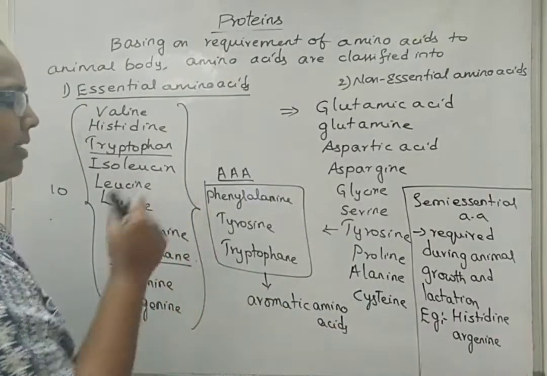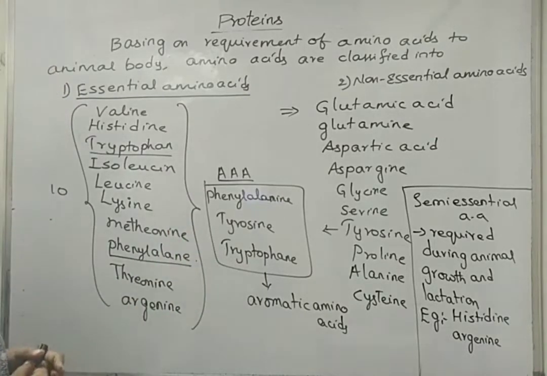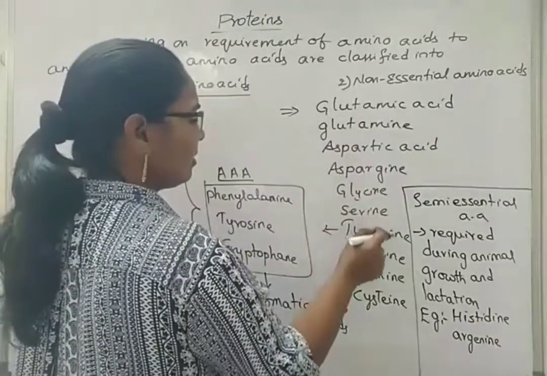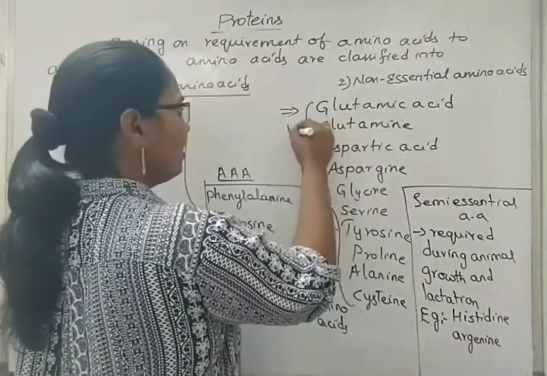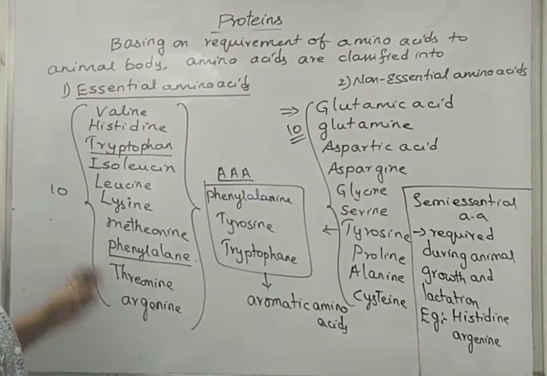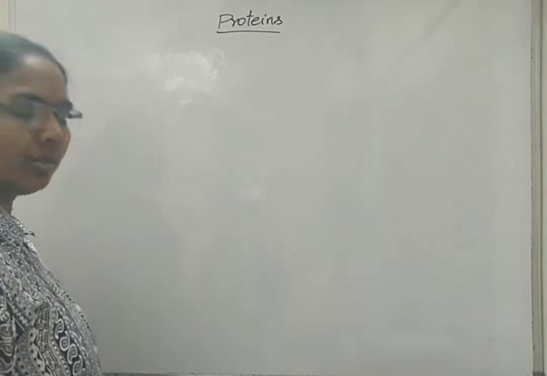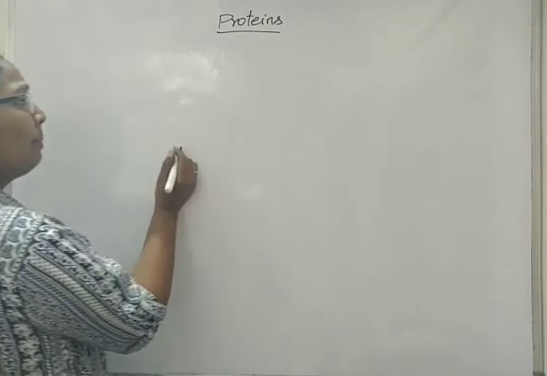These three contain aromatic side chains in their structures: phenylalanine, tyrosine, and tryptophan. And these are essential. If you see the numbers also, 1, 2, 3, 4, 5, 6, 7, 8, 9, 10. So here also I have listed 10 non-essential amino acids. So 10 plus 10, 20 amino acids are listed here. In the same way, in proteins, which are formed from amino acids, we see peptide bonds.